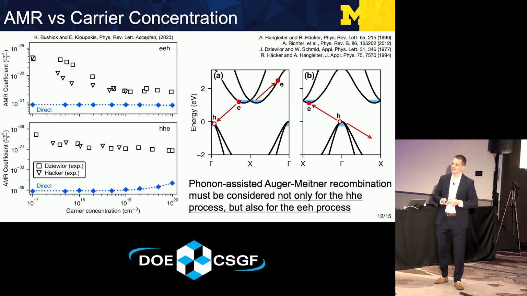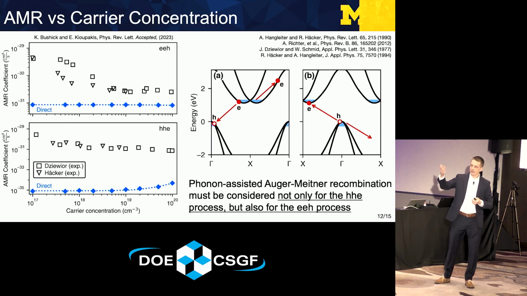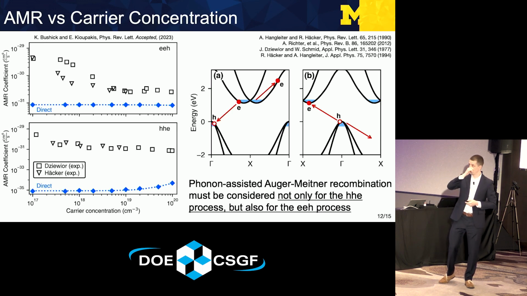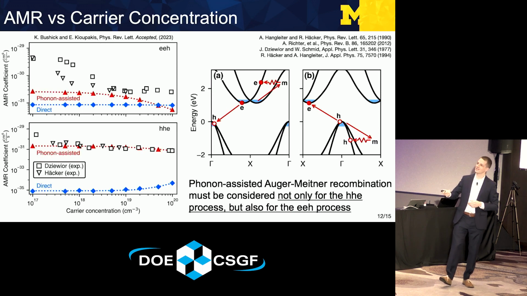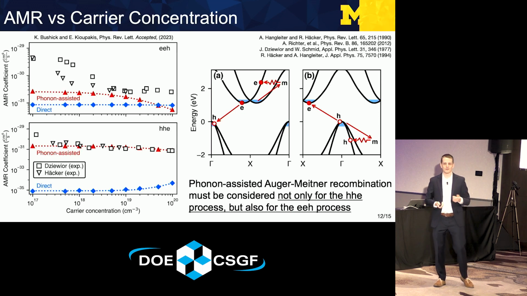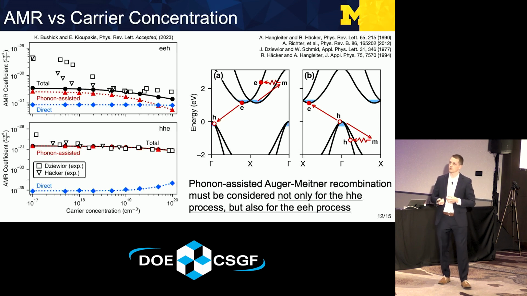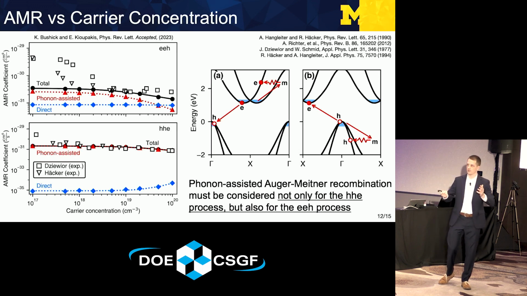Atrocious agreement in HHE. And this is what had actually been reported in the literature. We didn't understand, or there were hypotheses about why there is this big gap. And actually, if you look at the electronic structure, you can see there are no states that are going to conserve both energy and momentum for the direct process for HHE. But luckily, now we can actually calculate the phonon-assisted process as well. And so we see immediately a really nice recovery of that experimental behavior, both in the HHE process, but it turns out also a very strong contribution in the EEH process. And so when you look at the total, you see very nice agreement throughout.